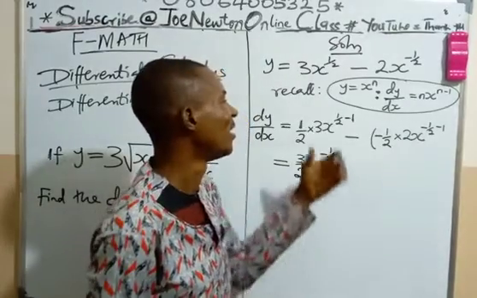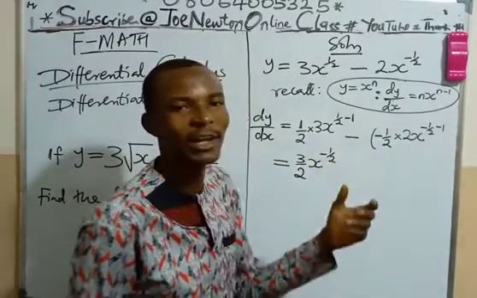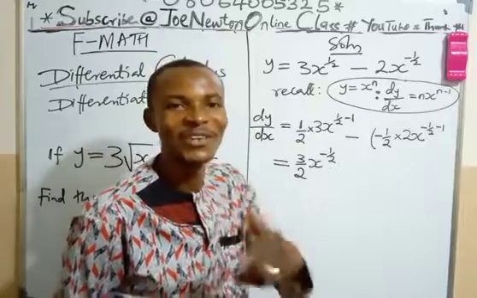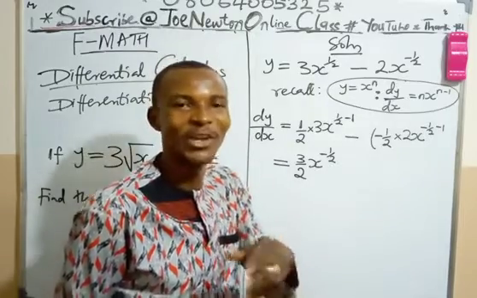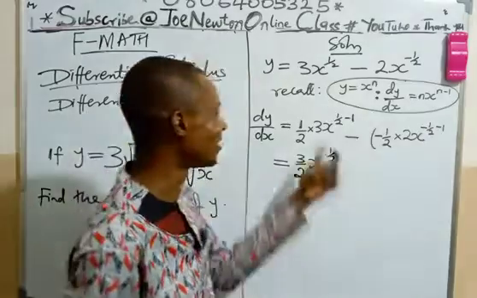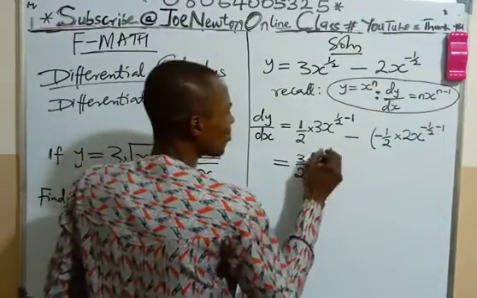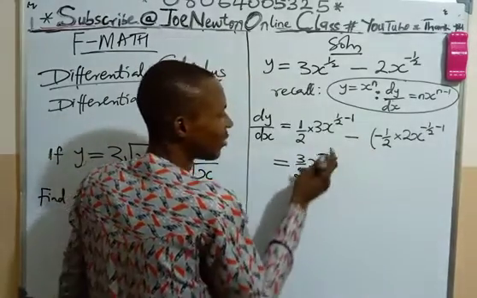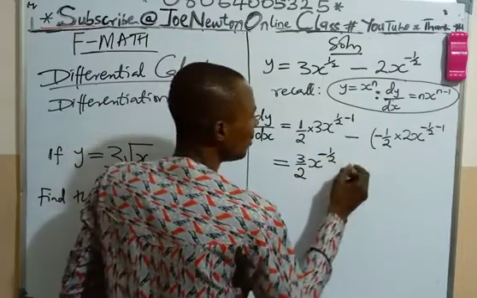Half. That is, if you are owing 1 and you pay half, you are still owing half. If you are owing 100 naira and you pay 15 naira, still owing 15 naira. That's what it implies here. So half minus 1 is what? Half. Minus half. Then we come to this place.